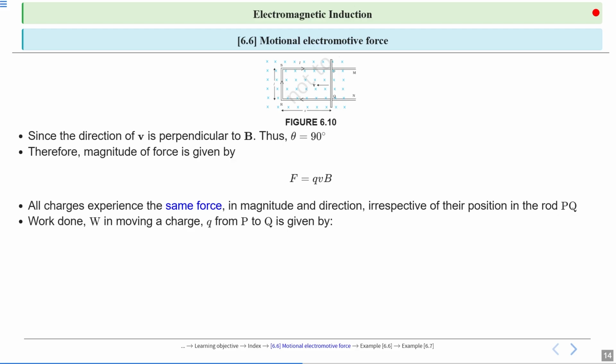So work done W in moving a charge Q from P to Q is given by W equal to QVB into L. Work done is equal to force into displacement. Force is towards Q, and we are moving the charge from P to Q, and length of PQ is L, so total displacement is L. So work done will be force into displacement, that is QVBL. Since force and displacement are in the same direction, cos 0 degrees will be 1, so directly force into displacement.